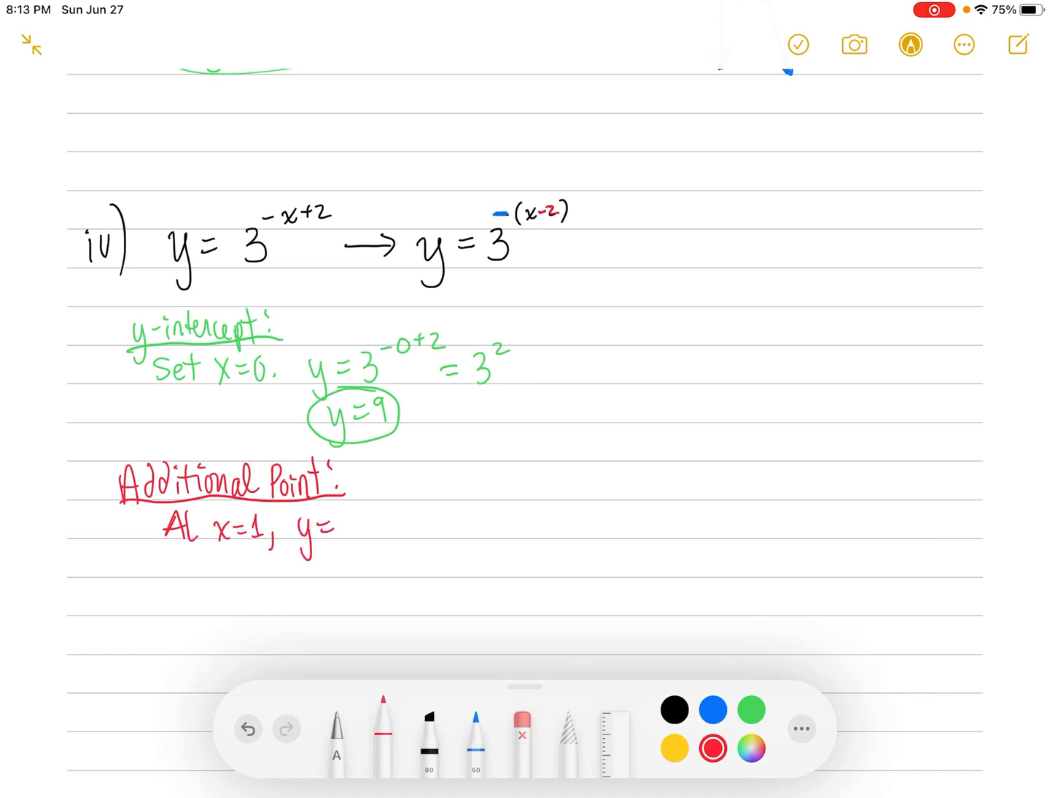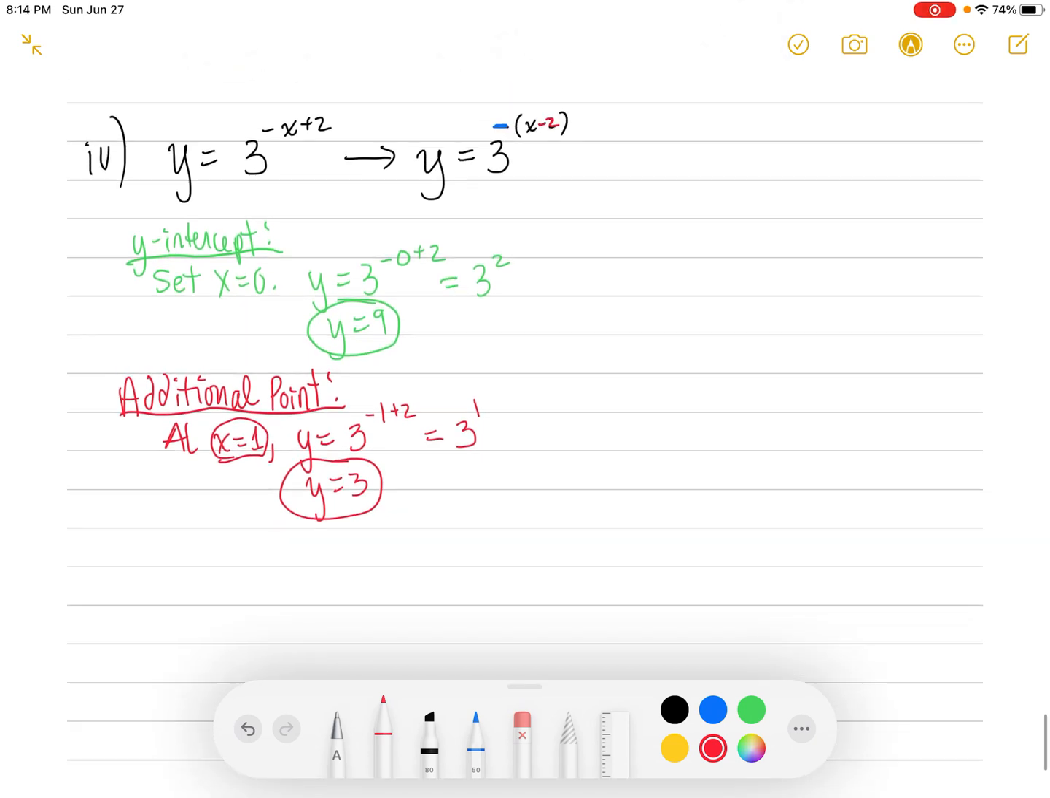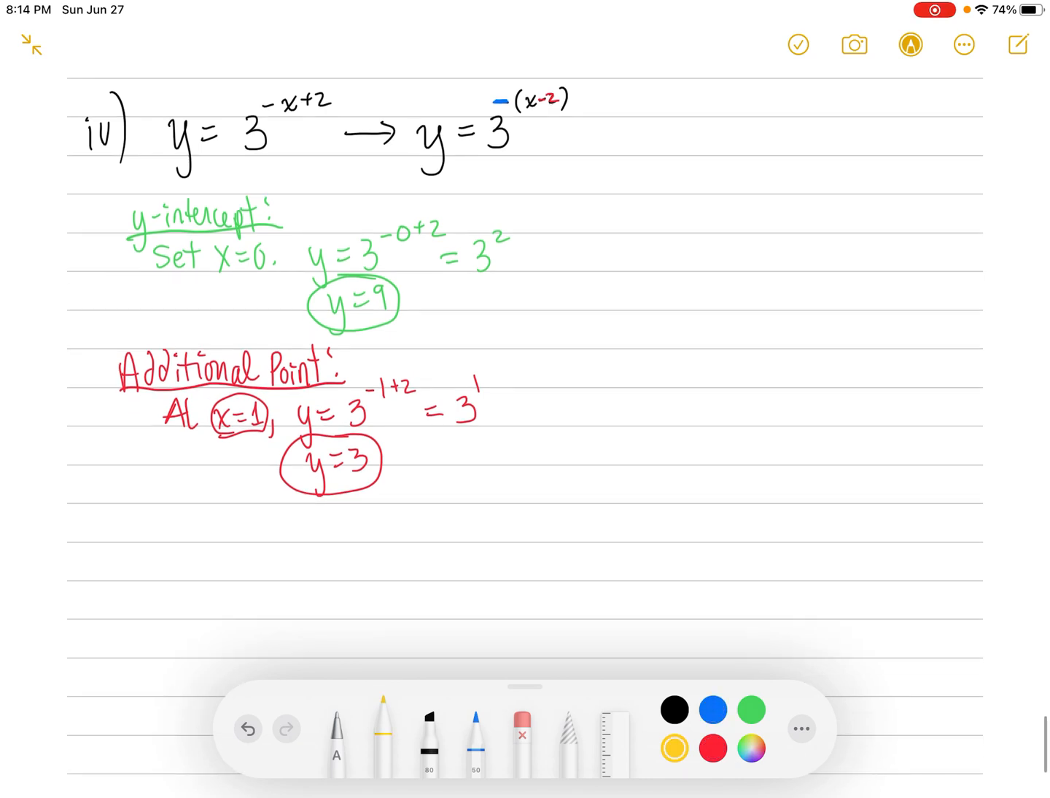Then I find an additional point. If I can spell additional, that'd be great. I'll plug in 1 for x. See what happens at x equals 1. What is y? I have 3 raised to the negative 1 plus 2. In other words, 3 to the, what's negative 1 plus 2? It's 1. So y equals 3 to the 1, which is 3. So when x is 1, y is 3.